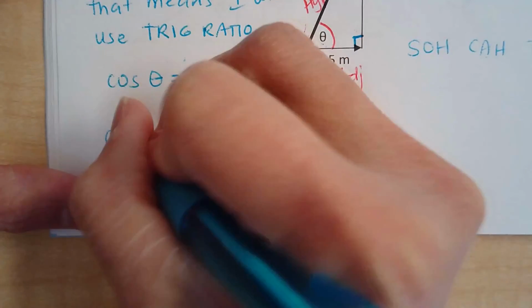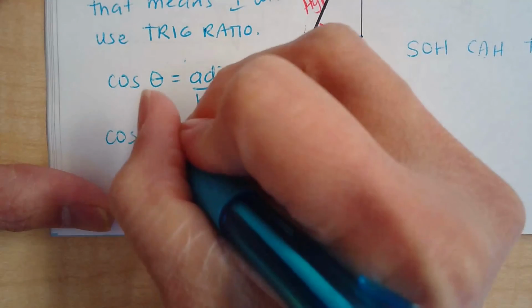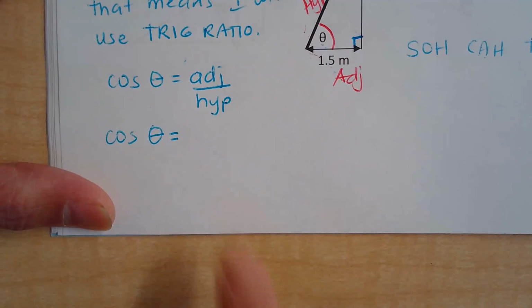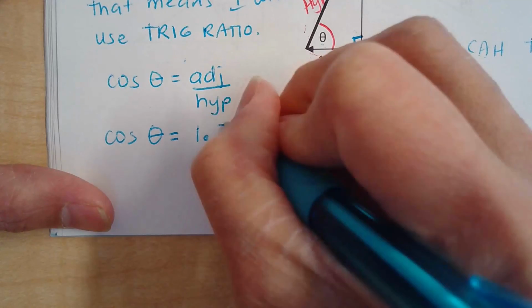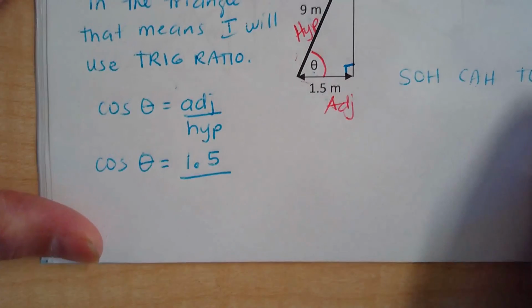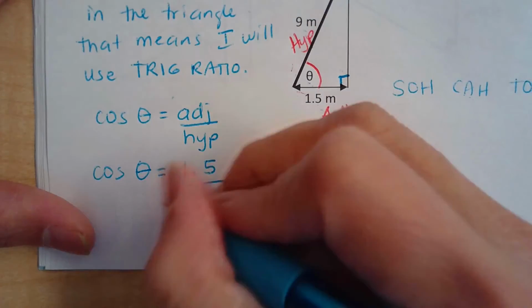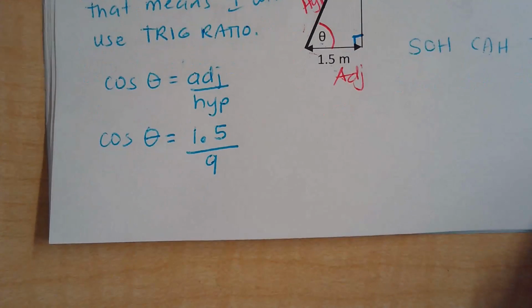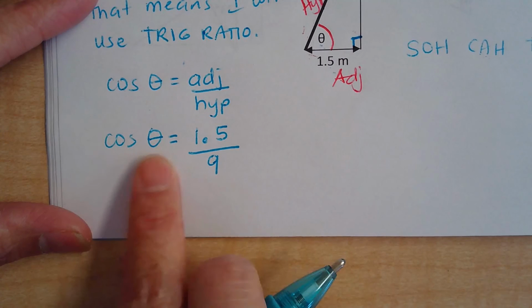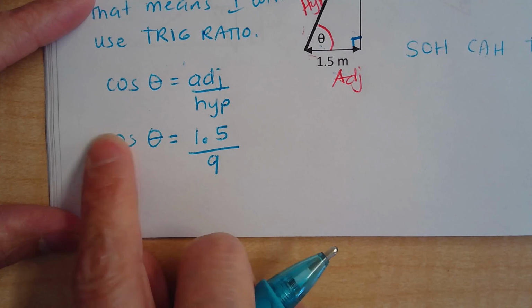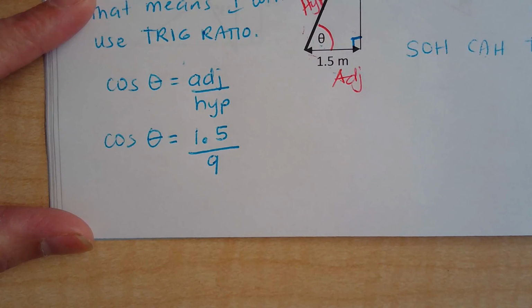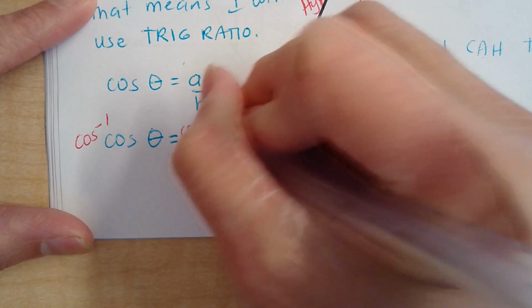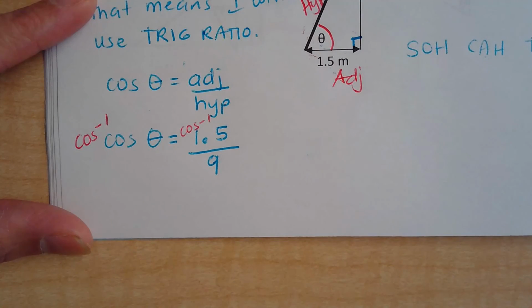So cos theta. Okay, what's my theta? Oh, I don't know what my theta is, so I'm going to put theta for now. Adjacent. Oh, I know what my adjacent is. It's 1.5 meters. Oh, I know my hypotenuse. My hypotenuse is 9 meters. Now, because we're solving for theta, we have to get rid of the cos. The only way to get rid of the cos is the cos inverse. So we're going to eventually do the cos inverse here to have the theta.